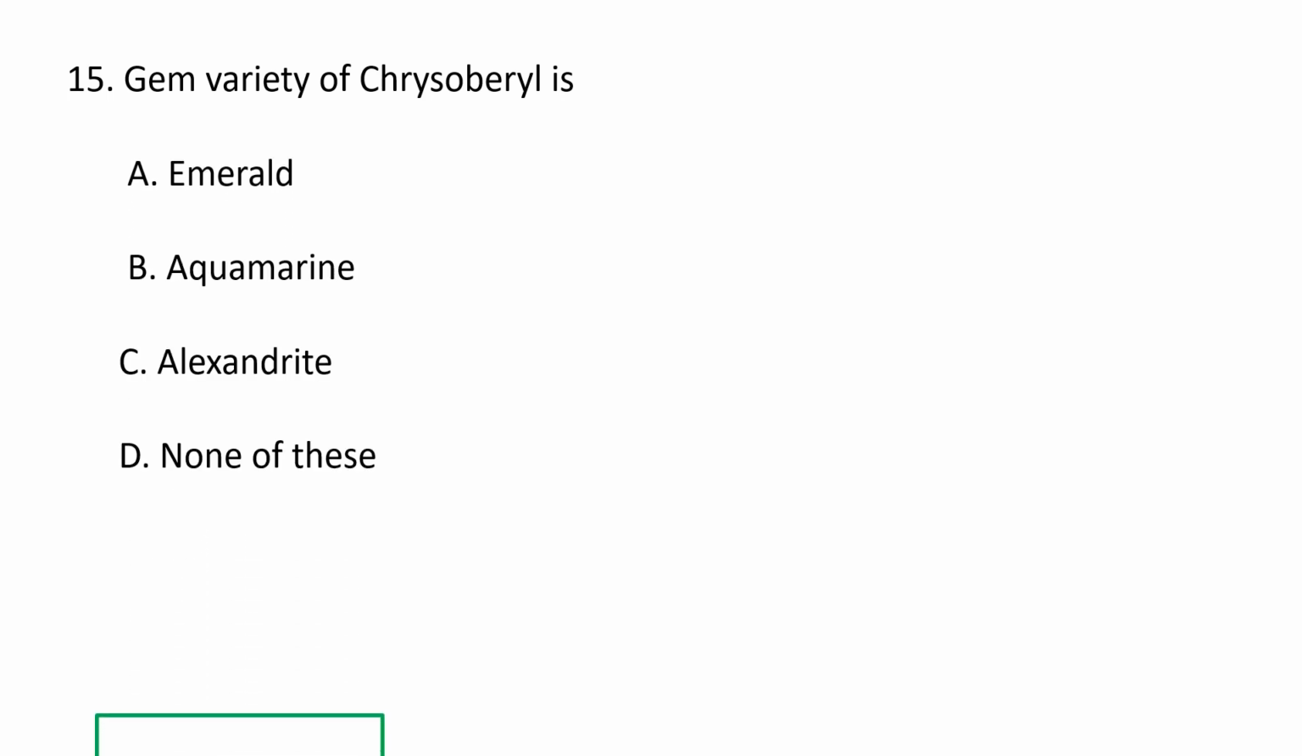Next question. The gem variety of chrysoberyl is A. emerald, B. aquamarine, C. alexandrite, D. none of the above. The gem variety of chrysoberyl is alexandrite. C is the correct option, whereas emerald and aquamarine are the gem varieties of beryl.